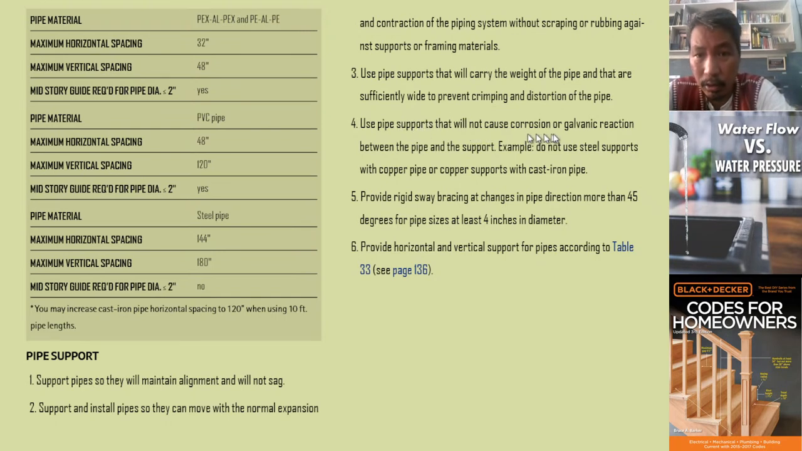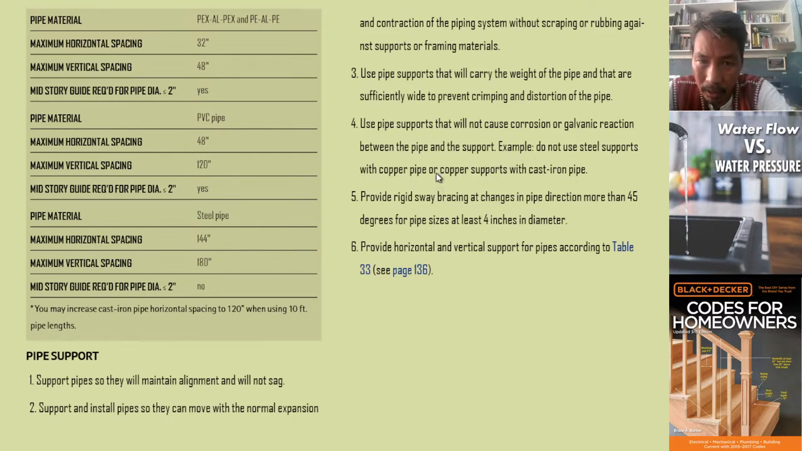Use pipe support that will not cause corrosion or galvanic reaction between pipe. Okay, so that is what I was saying previously. We need to use material that will not react to another material. Some material will react when in touch with another metallic material. Example, do not use steel supports with copper pipe. The copper will be damaged because it is in contact with the steel. The copper will react to steel.